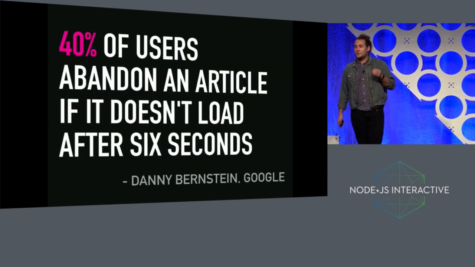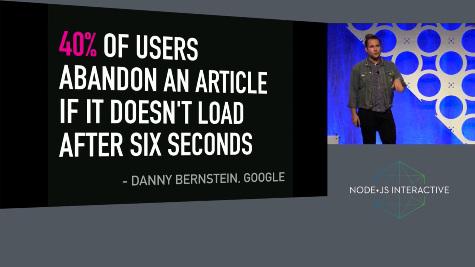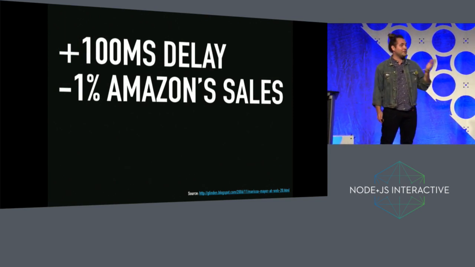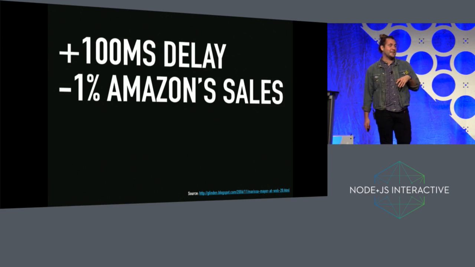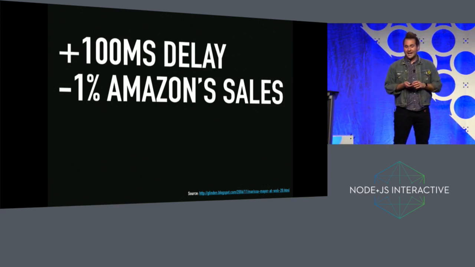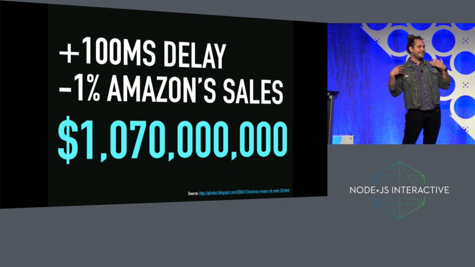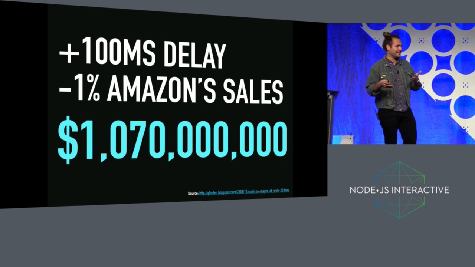Actually, Google has found that 40% of users abandon an article they're on, for example a blog post, if it doesn't load within 6 seconds. That number is even shorter for mobile devices. And Amazon found through A/B testing that adding a 100 millisecond delay to their site decreased sales by 1% annually, which, I think that was 2006, was over $1 billion in lost revenue. So time is money. Performance is important, and there are studies to back that up.